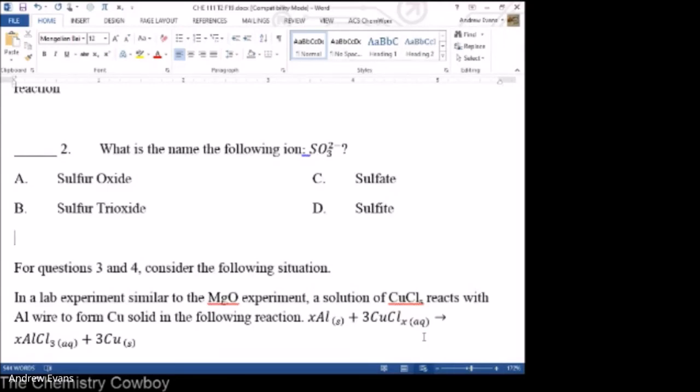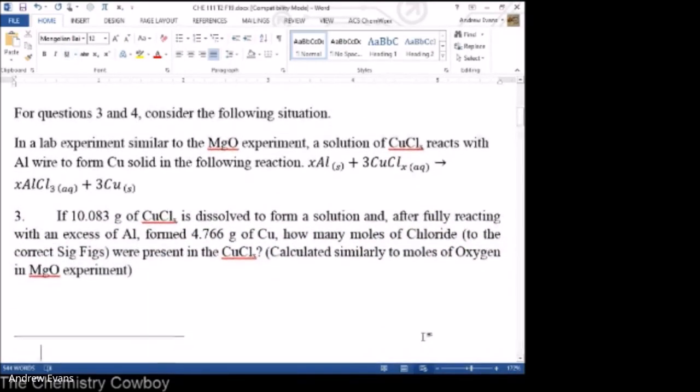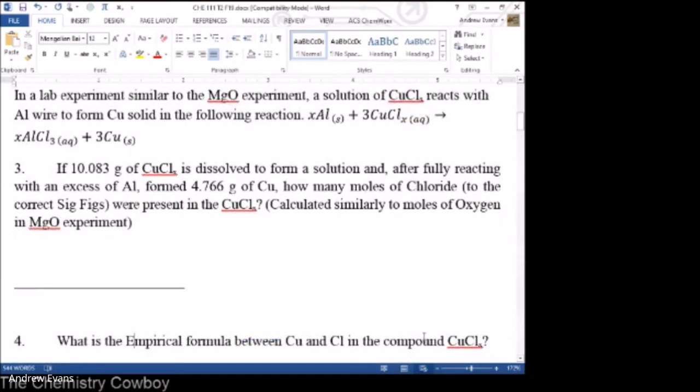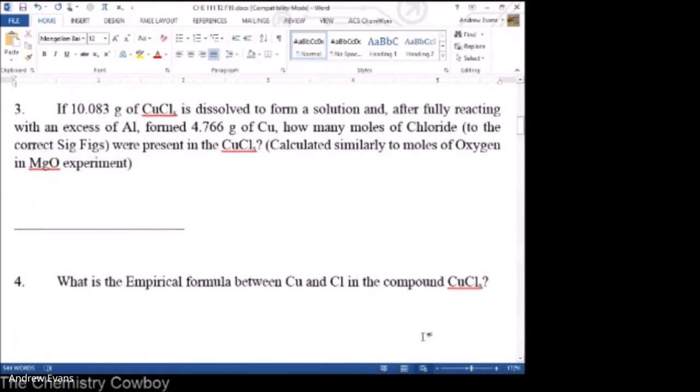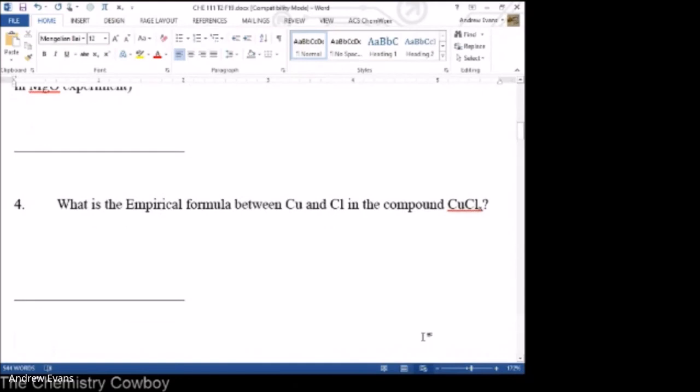Moving down, we are skipping number 2. We're actually going to skip number 3. We haven't done this in the lab, but empirical formula. Empirical formula being 3 and 4 are related.